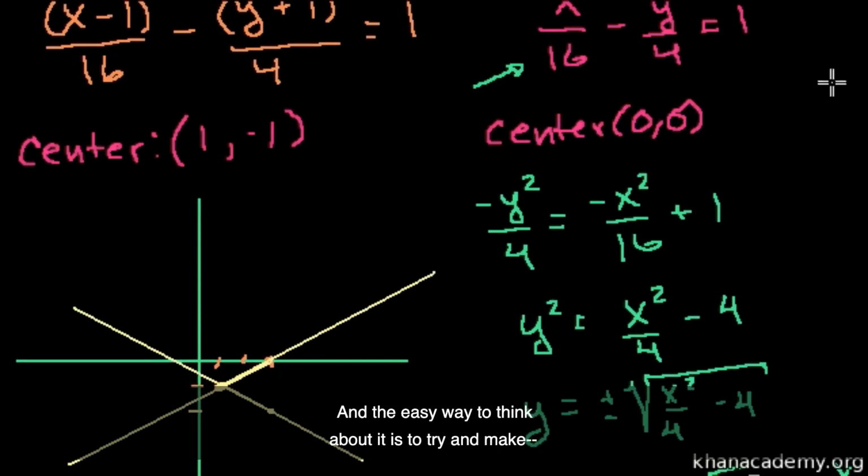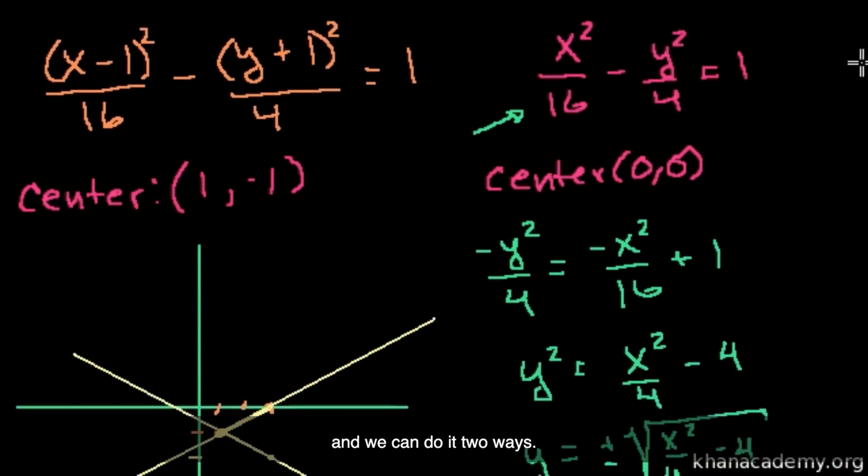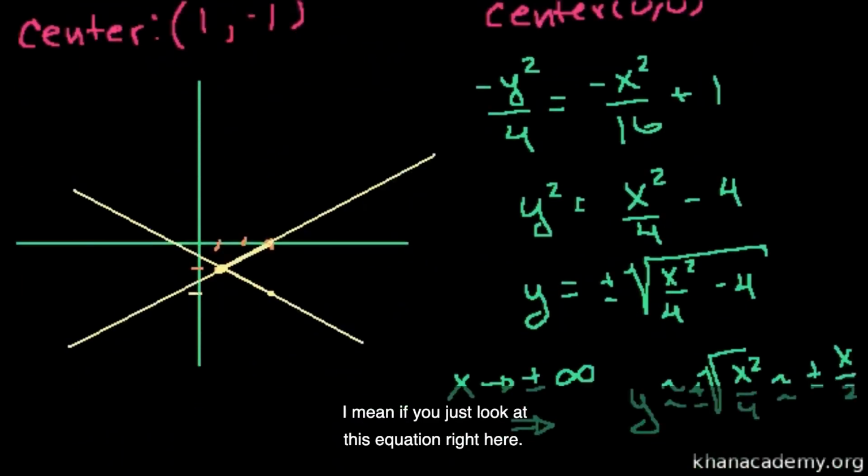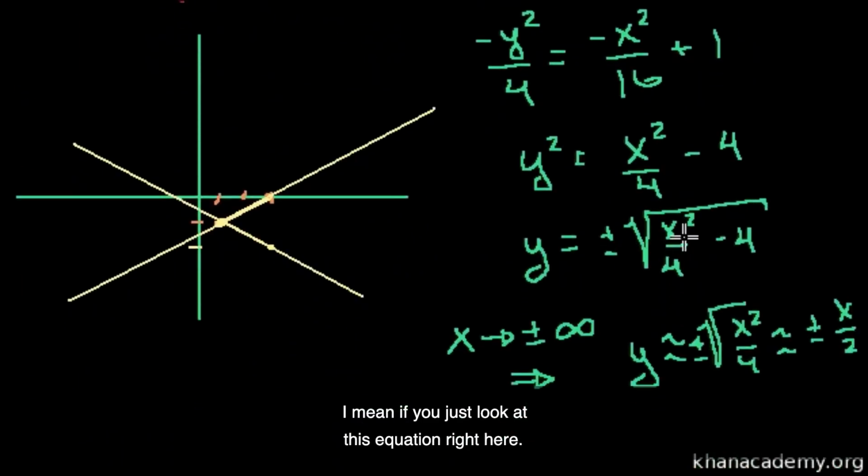And the easy way to think about it, and we could do it two ways. If you just look at this equation right here, when you're taking the positive square root, we're always going to be slightly below the asymptote, right? The asymptote is this thing, but we're always going to be slightly below it. And we're always going to be slightly above the asymptote on the negative square root, because it's going to be a little less and it's negative. But I'll let you think about that.